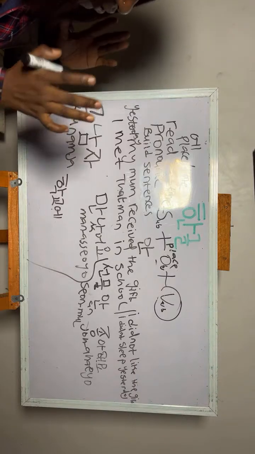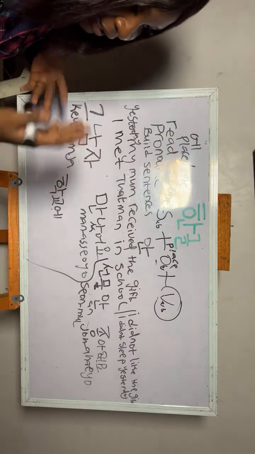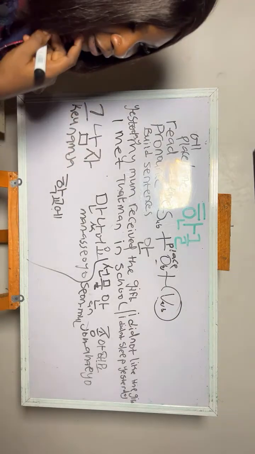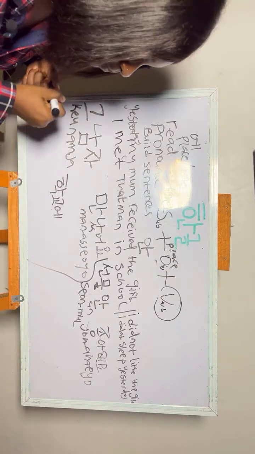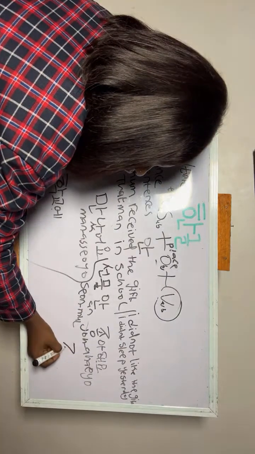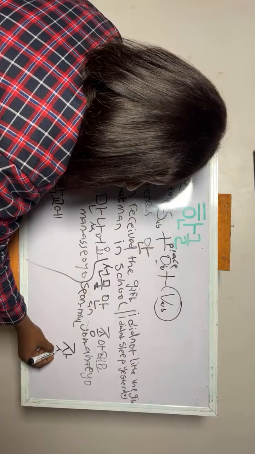So where are we? We're in the last sentence. I did not sleep yesterday. I didn't sleep yesterday. How do you say I sleep in present tense? 자요. But now we're talking about past tense, yesterday. So 잤어요.